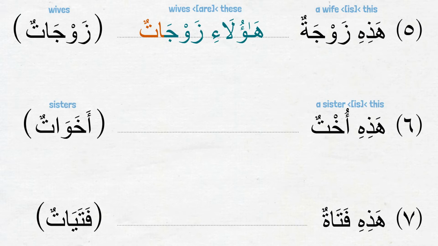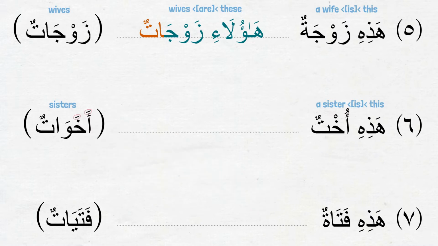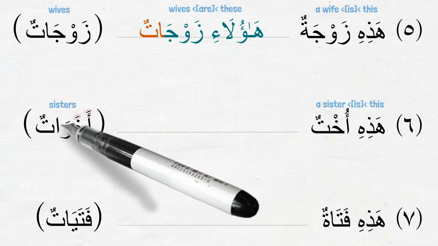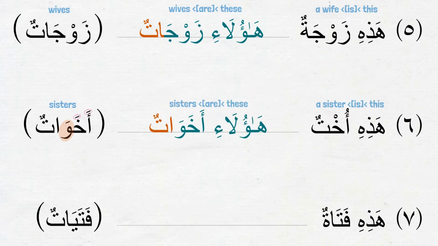It's jam'ul mu'annath salim. But similar to banatun, the vowels of the first part of the word in the plural form change to fatha in akhawatun. Also, the letter waw appears before the suffix atun. So the plural form of the sentence هذه أخت is هؤلاء أخوات.